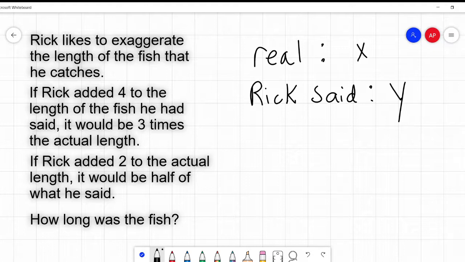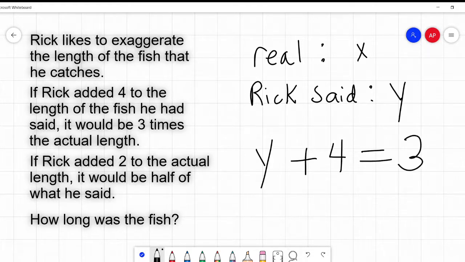All right, so now let's look again with those variables in mind. Here's our first sentence of information. If Rick added 4 to the length of fish he had said, remember what he said we're representing with Y. So if he added 4 to the length that he said, it would be, anytime you see "would be" or "is," that's your clue, that's where the equal sign goes. It would be 3 times the actual length. Remember we said the actual is going to be X. All right, there's our first sentence down.